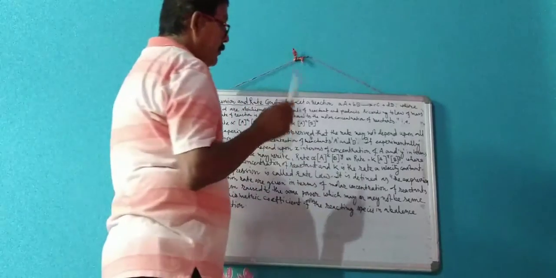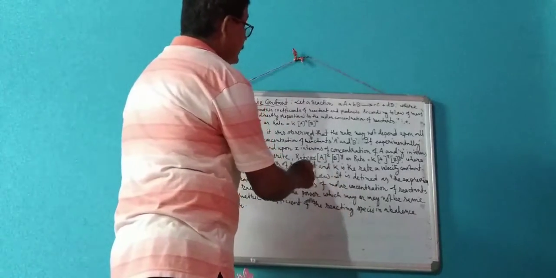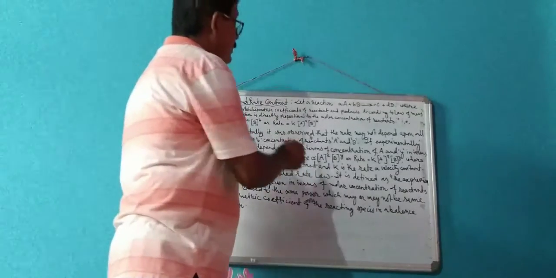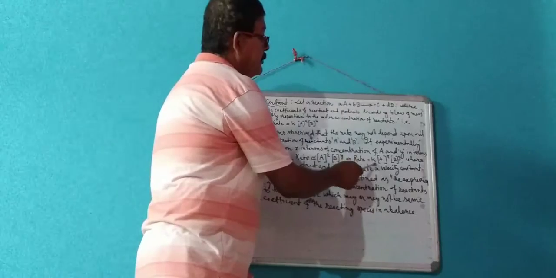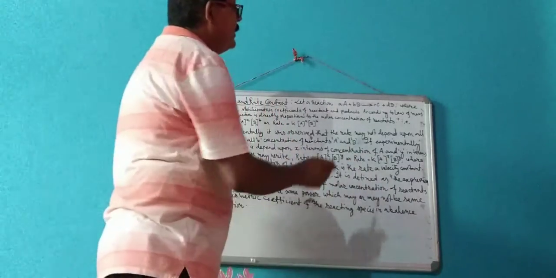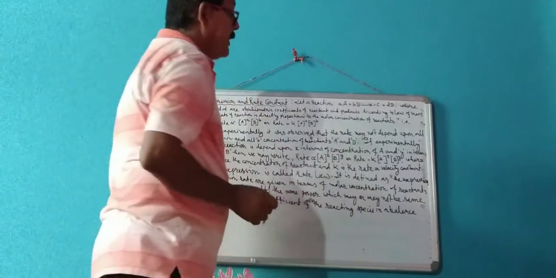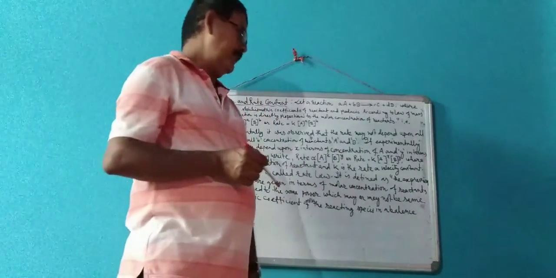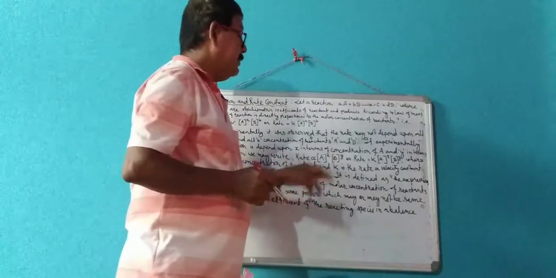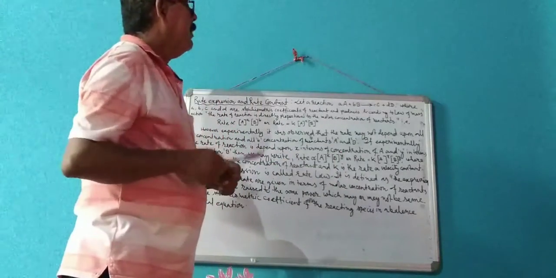Now, when we have to convert the proportional symbol to equal, it comes as a constant k times A to the power x and B to the power y, and this k is called the rate constant or velocity constant. That means for a reaction it has a fixed value, it is a constant. So it is a rate constant, or velocity constant.